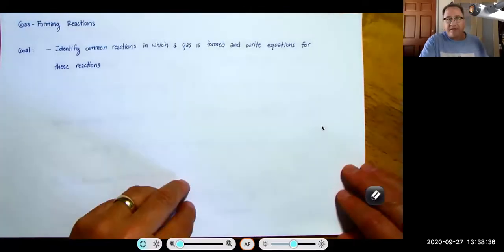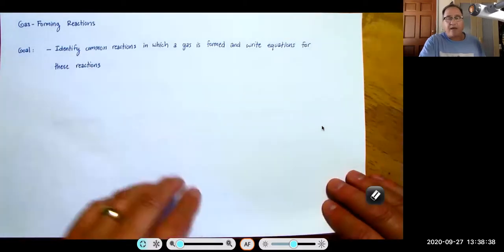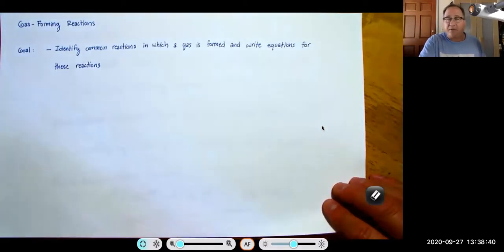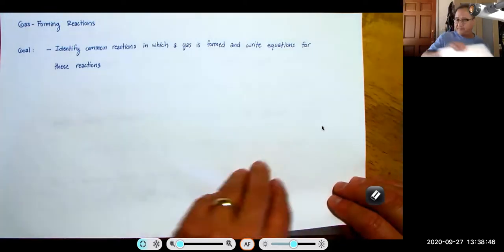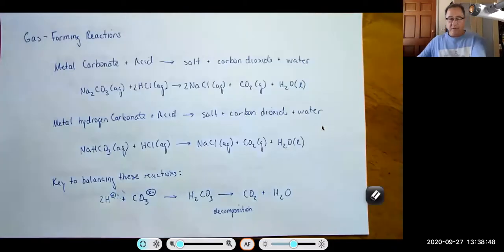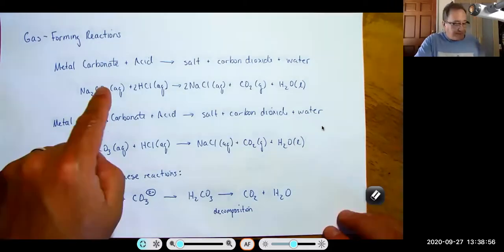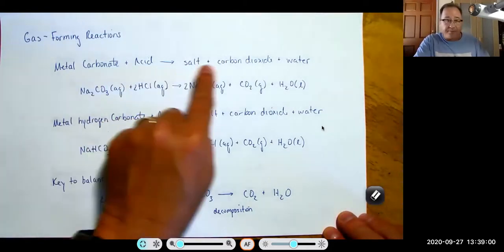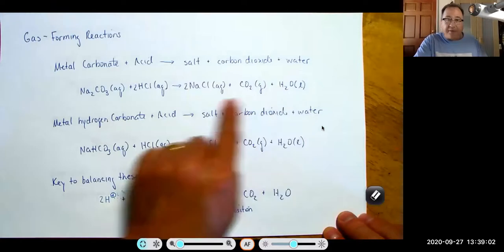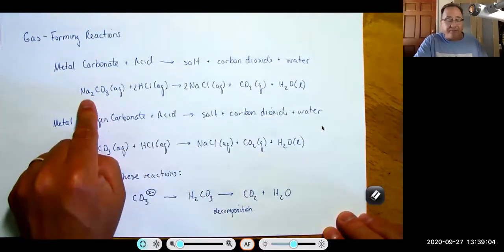Okay, this next section is about gas forming reactions, and the goal is to identify common reactions in which a gas is formed and write equations for these reactions. So, there are 4 different kinds of gas forming reactions, and this is one kind, a metal carbonate with an acid to make a salt, carbon dioxide, and water. So this is an example of a metal carbonate, sodium carbonate.